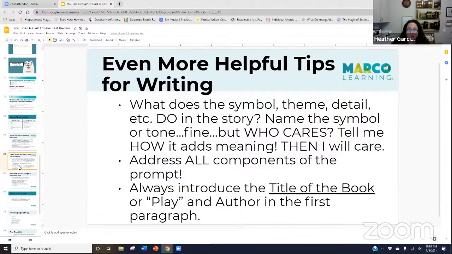And then address all of the components of the prompt in relation to that added meaning, right? Make sure that it's always connecting. And then when you're looking at question 3, my goodness, please tell us the title of the book or the play and the author in that first paragraph. I can't tell you how many times students of my own would forget that in my classroom. Like, come on, write it down. Tell me who you're referencing here.